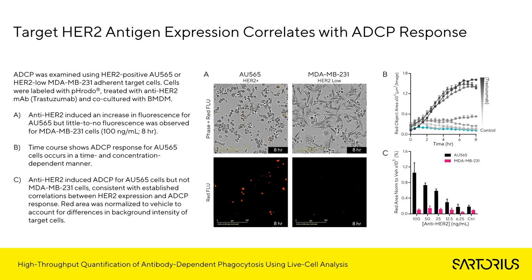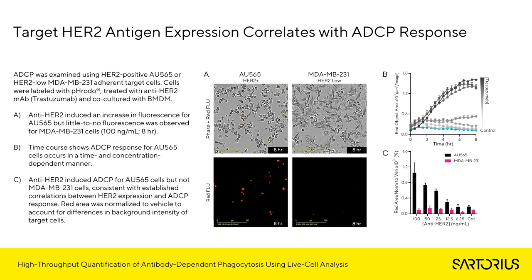Additionally, we studied ADCP using adherent target cells that had varying HER2 antigen expression profiles. So ADCP was examined using HER2 positive AU565 or HER2 low MDA adherent target cells. Cells were labeled with Frodo and then treated with an anti-HER2 monoclonal antibody and co-cultured with bone marrow-derived macrophages.